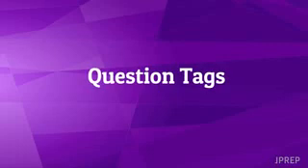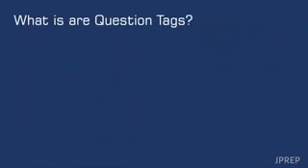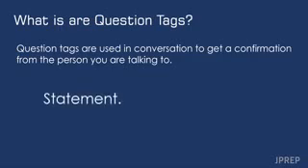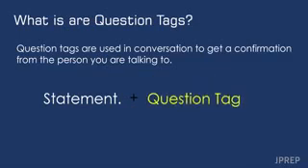We are going to study about question tags in this lesson. A question tag can be used in a conversation to confirm a statement made by someone. After a statement is written, you normally see a question tag following it in order to obtain a confirmation. The question tag normally consists of an auxiliary verb and a pronoun.